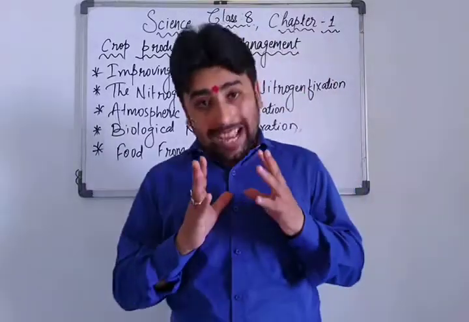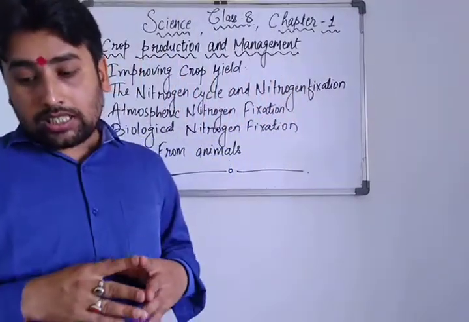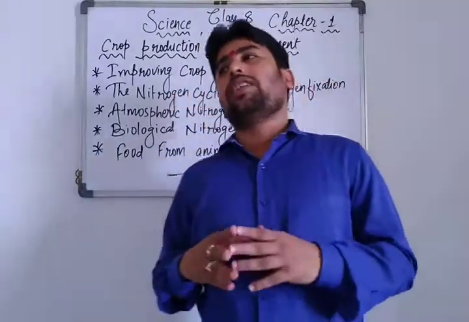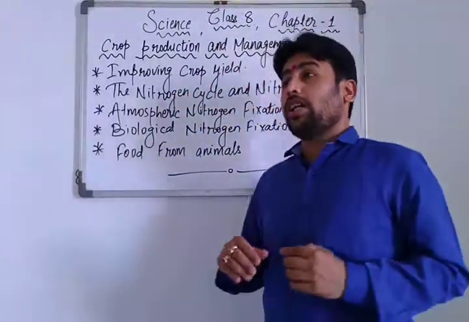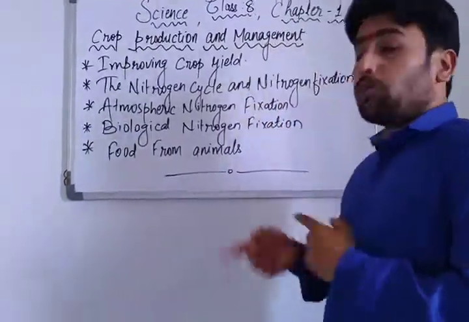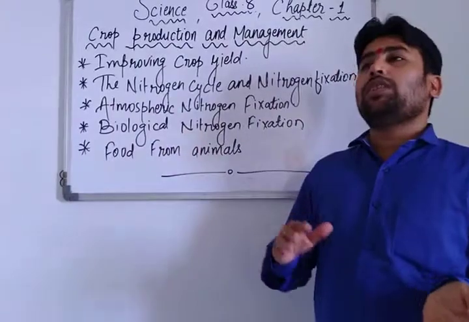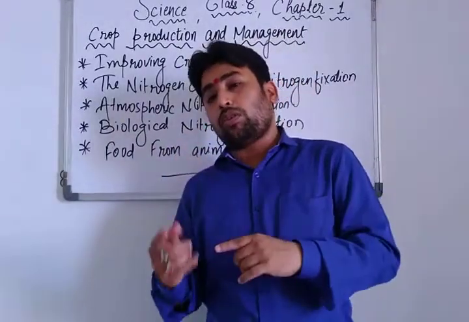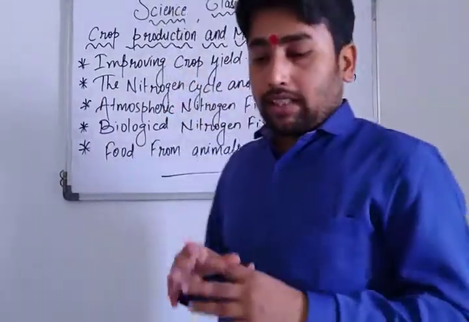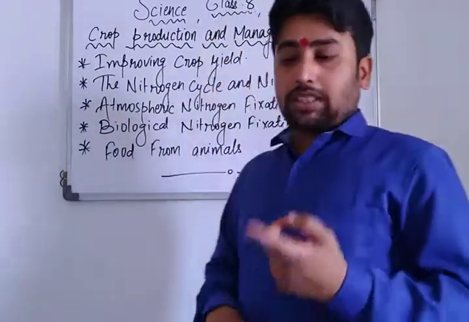The process by which nitrogen in the atmosphere is converted to forms that plants can use is called nitrogen fixation. For example, this 78% cannot be used directly. It should be converted into whatever form plants require. That conversion of nitrogen is called nitrogen fixation. We have to fix the nitrogen into the type that plants can take. And the cycling of nitrogen between the atmosphere, plants, soil and animals is called the nitrogen cycle.